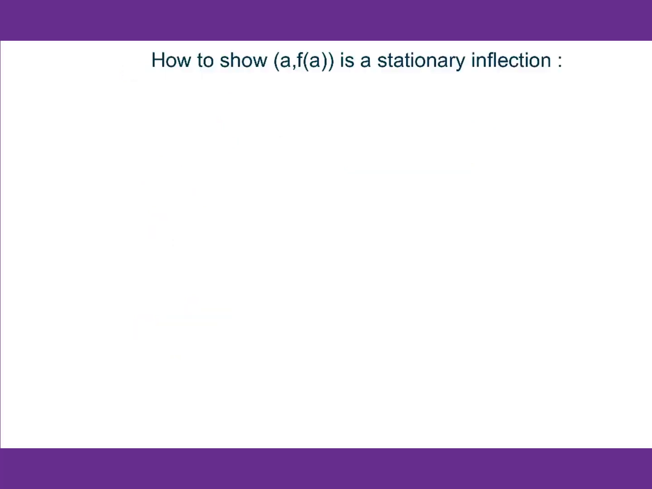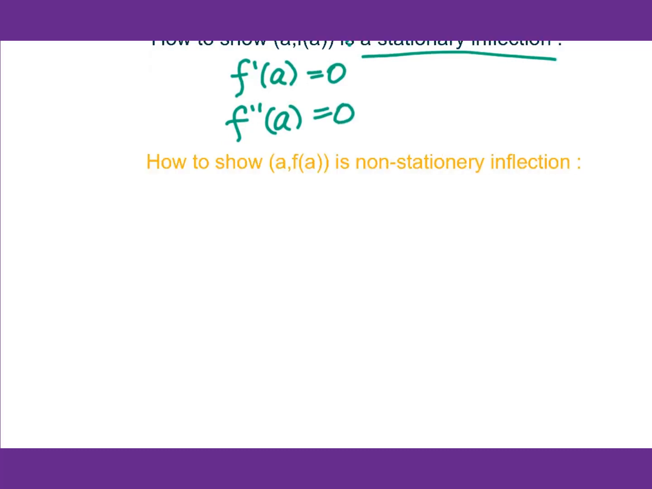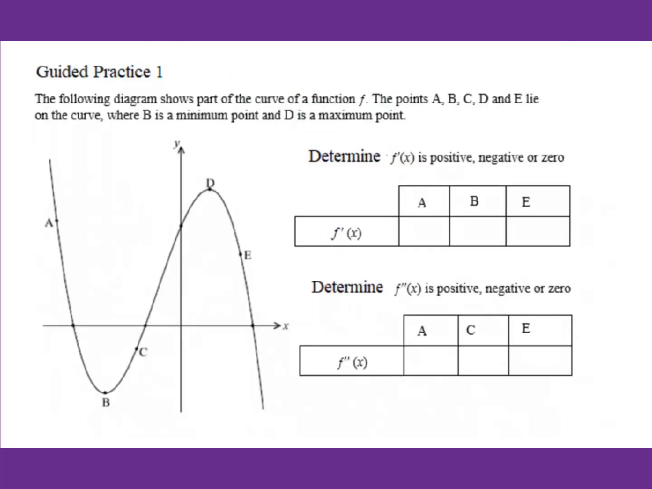So how to show f of a is a stationary inflection point? You just need to show the f prime of a equal to 0 and also the second derivative of a equal to 0. So how to show f of a is a non-stationary inflection point? You just need to show f prime of a not equal to 0 while f double prime of a equal to 0. Let's go to guided practice 1.